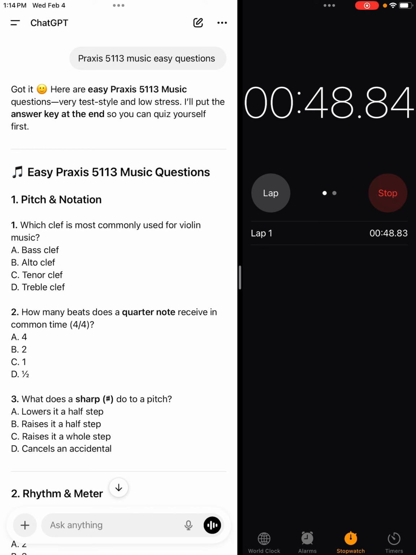Which clef is mostly used for violin music? For violin, it's called treble clef. How many beats does a quarter note get? Quarter note is 1 in 4/4 time. Same with 3/4, and the same with 2/4. It's 1 beat.